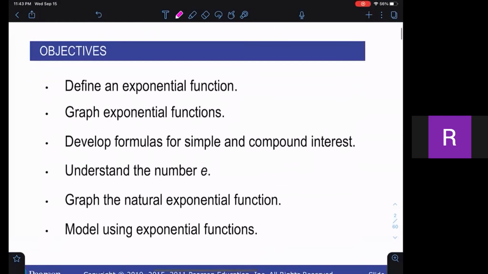The objectives are here: define an exponential function, graph exponential functions, develop formulas for simple and compound interest rates. So we're not going to do that. Understand the number e. I'm going to do it a little bit. Graph the exponential functions. We're going to do that. We're not going to do this other thing. We're going to graph this and we're going to define this.